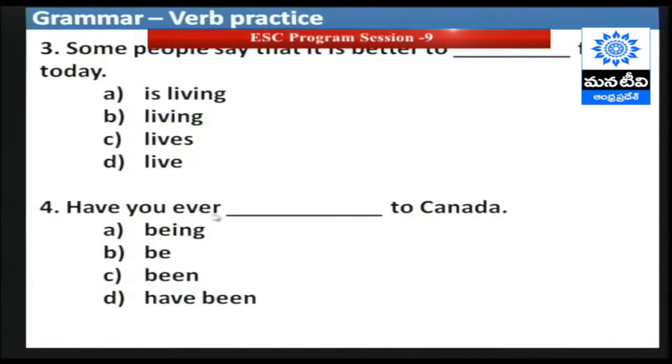Have you ever dashed to Canada? Now, have you ever basically means it's a past tense. Have you ever been to Canada? Being is a state. Been means if there was an action involved there.